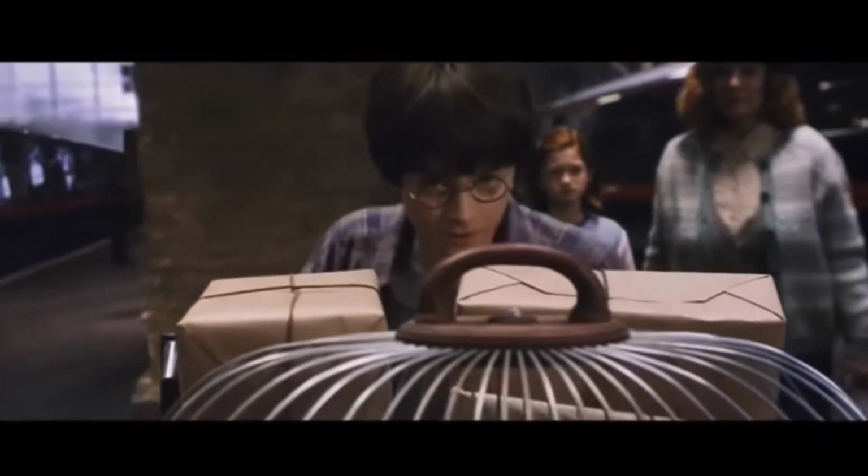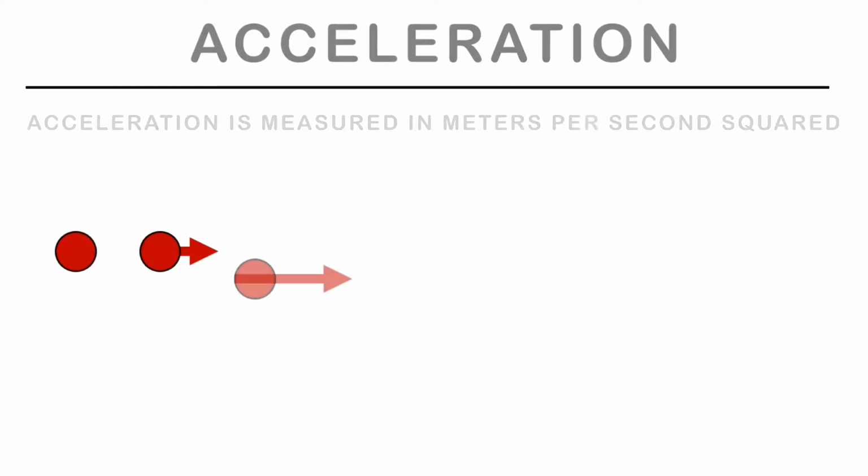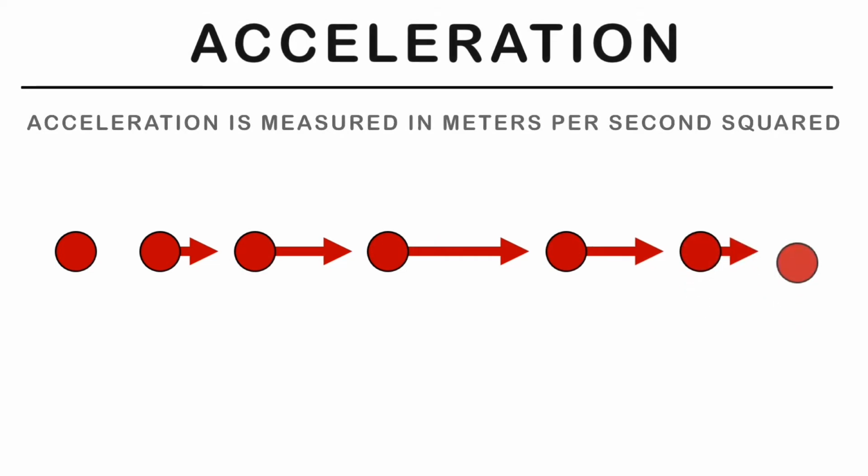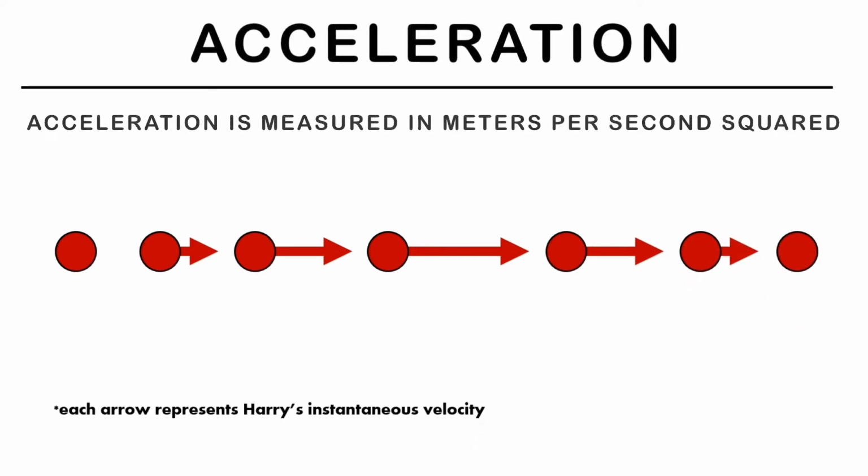Acceleration is the change in velocity divided by the time. This change can include the change in the magnitude of the velocity or a change in the direction of the velocity. Observe the motion map of Harry's movement through platform 9 3/4, where each arrow is proportional to the magnitude of his instantaneous velocity, and each dot represents his position.